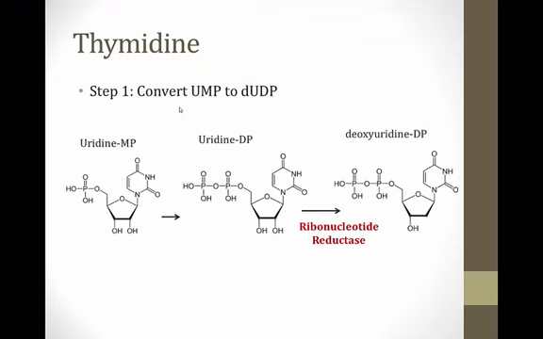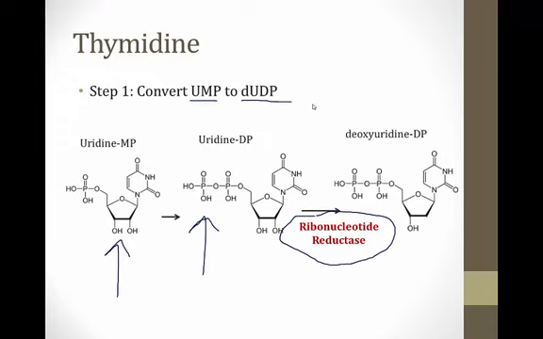Step 1 in the synthesis of thymidine is to take uridine monophosphate and convert it to deoxyuridine diphosphate. So we start with uridine monophosphate shown here. We add a phosphate group which comes from ATP, and then the enzyme ribonucleotide reductase can work on any diphosphorylated ribonucleic acid to remove the OH group from the 2-carbon and create deoxyribonucleic acids. So once this OH group here is removed, we now have deoxyuridine diphosphate, and that is step 1.